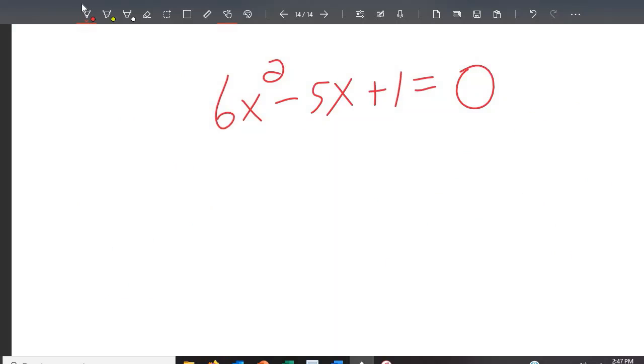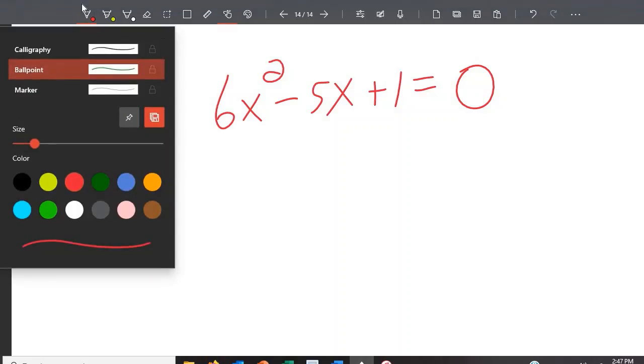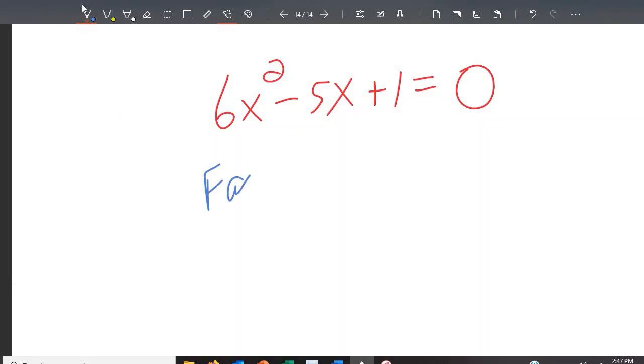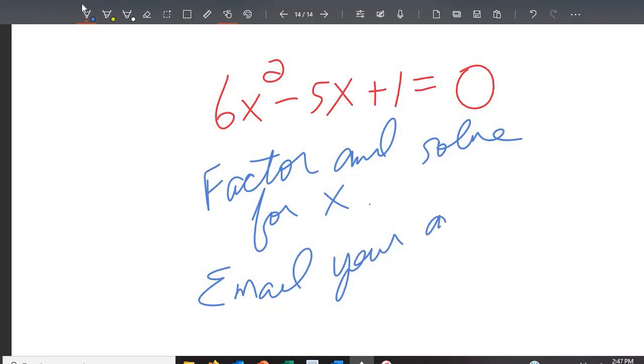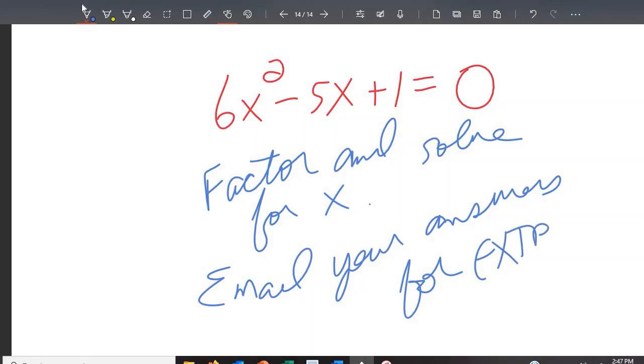Now, I want you to factor this, factor and solve. And then I want you to email me your answers. For extra points. I want to see who's actually doing these lectures.